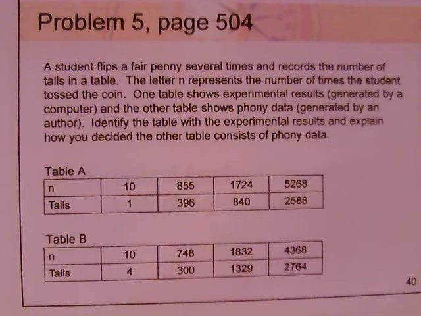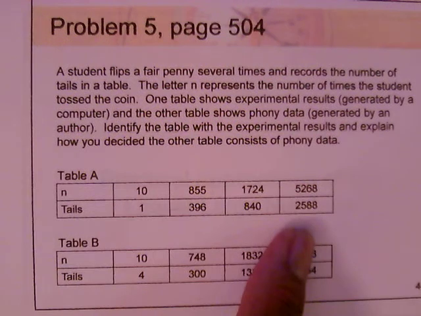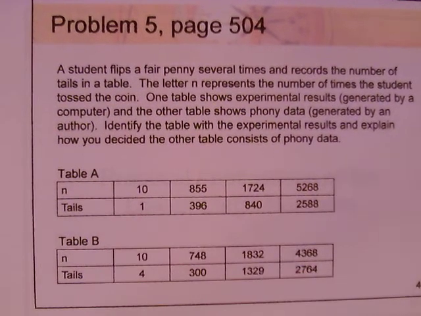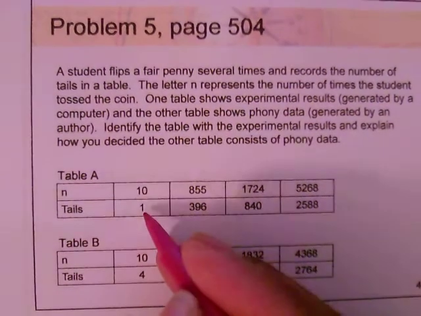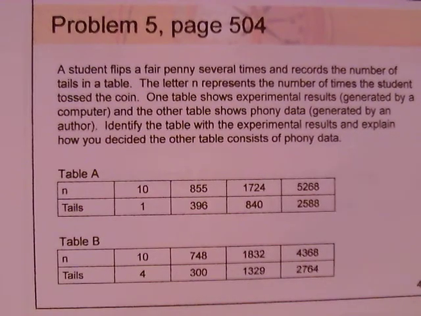Now, this is what table A looks like, and these are the results here. I'm going to do each one of these individually and just record the probability values there above those columns here. So like there were n tries and only one tail, 1 divided by 10, that would be 0.1.